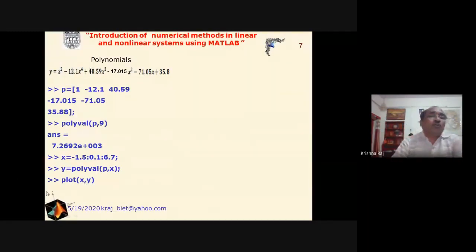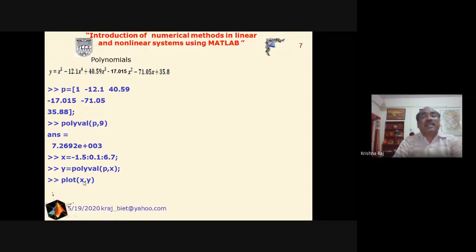Now, here x is the range, and y is the polyval of P at x. Then plot x comma y. Here we will get the plot between x and y.